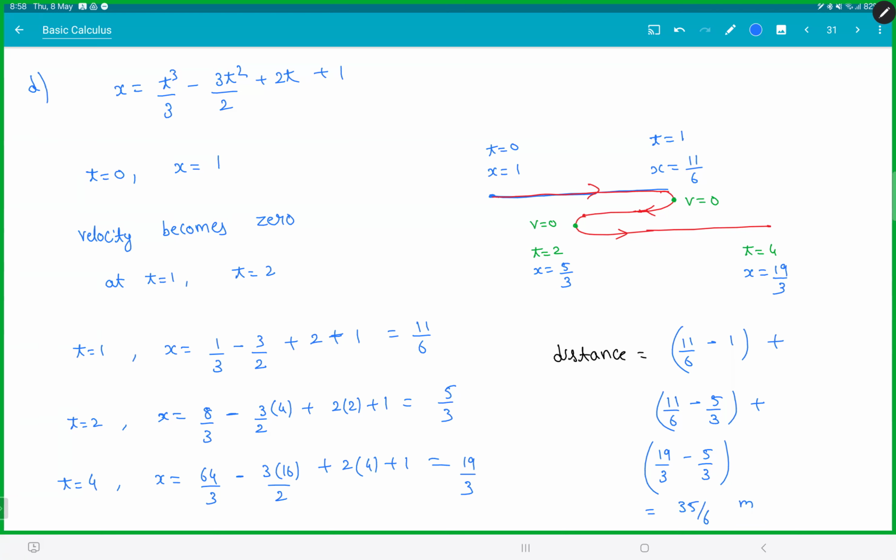Sir, anyone confused with the calculations? Ask me. In the calculation of distance, you took 11 by 6 minus 5 by 3 as 1 by 3 when it should be 1 by 6. Yes, that should have been 1 by 6. So 5 by 6 plus 1 by 6 plus 14 by 3. So that is 1 plus 17 by 3, na? You're right, I messed up. Yeah, this addition part is fine.